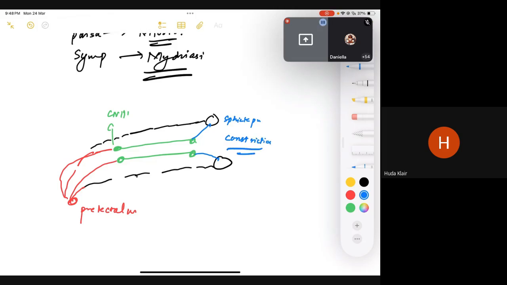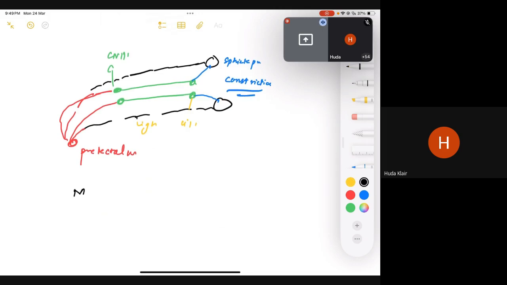Okay, so we have light coming to the pretectal nucleus. From the pretectal nucleus, Edinger-Westphal, which is the parasympathetic nucleus associated with cranial nerve 3. From here, we have fibers to the ciliary ganglion. And from the ciliary ganglion, we have short ciliary nerves, which innervate your constrictor pupillae. Is that clear?